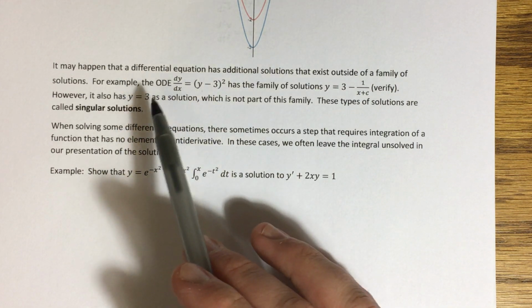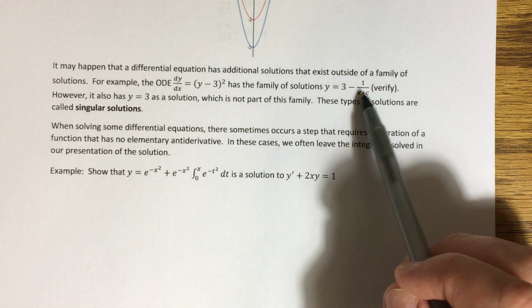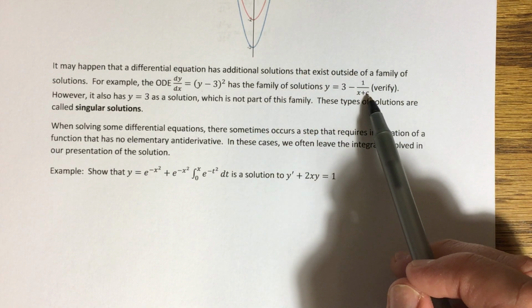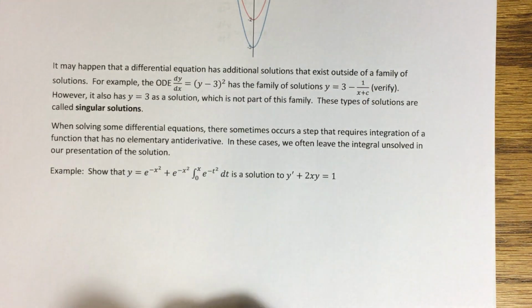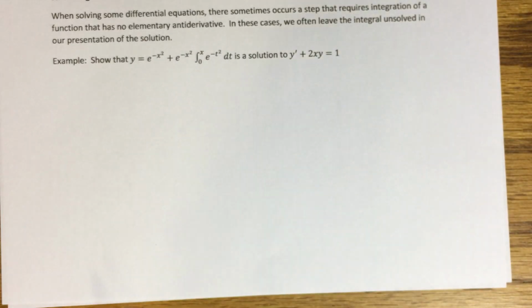However, this particular solution here does not belong to this family of solutions, because there is no value of c that you can plug into this denominator so that this becomes a 3. See if you can verify why that's the case. Okay, we're getting close to being done with 1.1 here, just a little bit more to talk about.